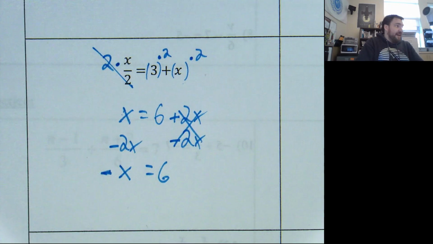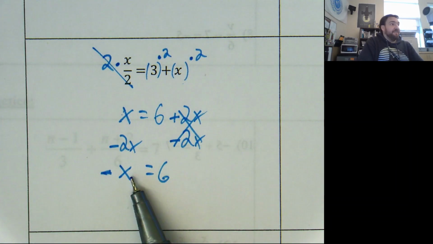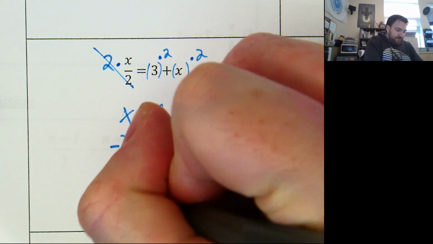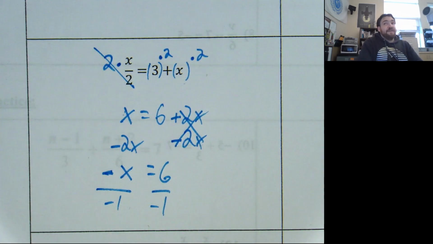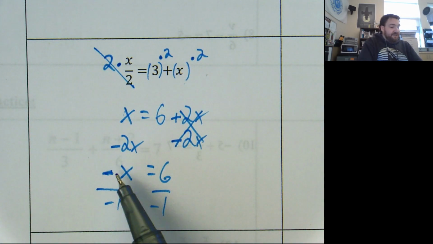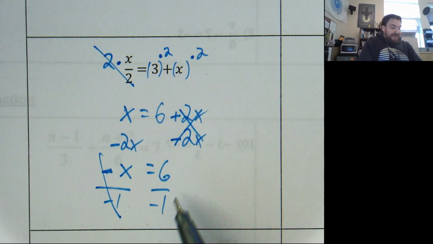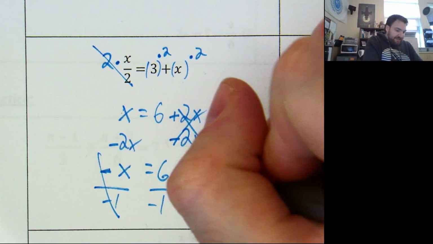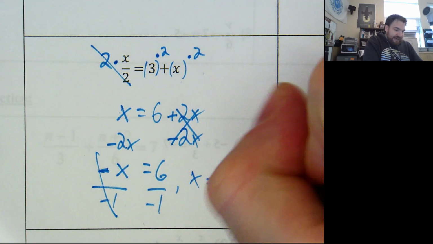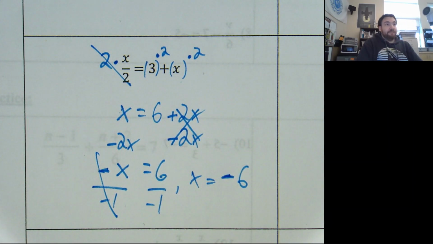Now, I don't want negative x equals 6. I just want x equals something. So what am I going to have to do to get x positive? Divide by negative 1. The only thing dividing by negative 1 does is makes this thing positive, and it makes this thing negative. So we're going to get x equals negative 6, and we're done.